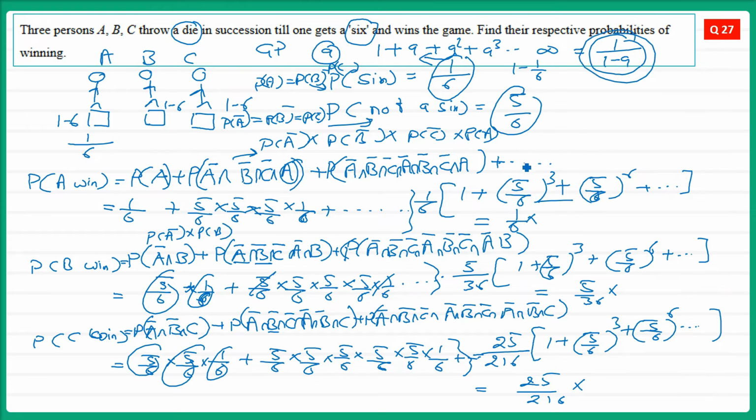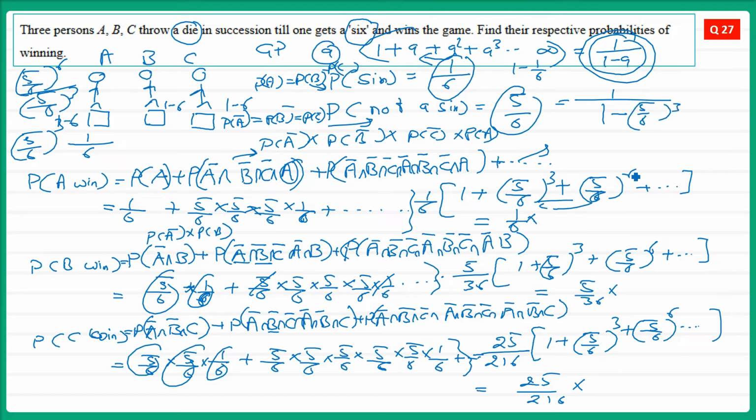Now coming to the geometric progression, because we have got the geometric progression series, which is 1 plus 5 by 6 whole cube plus 5 by 6 raised to 6. If you divide any of these two, let me show you, it is going to come as 5 by 6 raised to 3. So you have 5 by 6 raised to 6 divided by 5 by 6 raised to 3. This will give you 5 by 6 raised to 3. So this is 5 by 6 raised to 3. 5 5 is 25. 25 into 5 is 125. 6 into 6, 36. 36 into 6 is 216. So you have 1 by 1 minus 125 divided by 216. So I'm writing it here just to let you know.